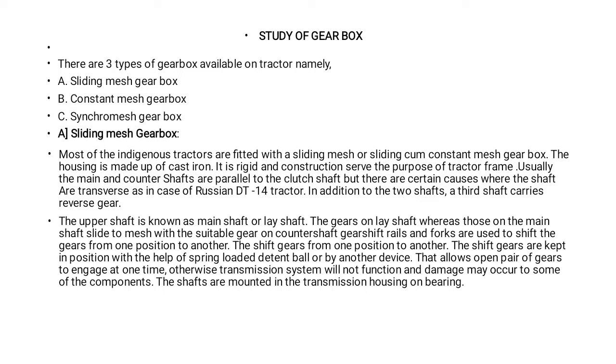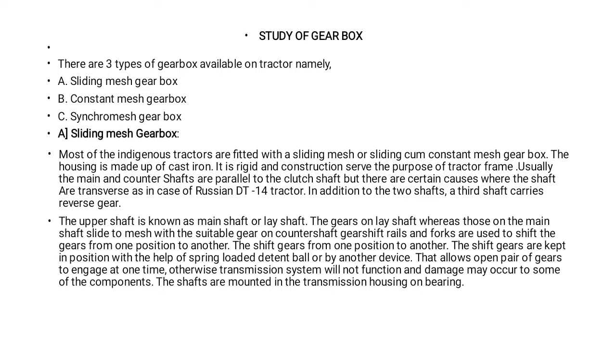Usually the main shaft and countershaft are parallel to the clutch shaft, but there are certain cases where the shafts are transverse, as in the Russian DT40 tractors. In addition to the two shafts, the third gear is the reverse gear. The upper shaft is known as the main shaft or lathe shaft.